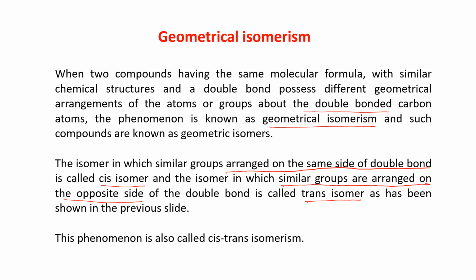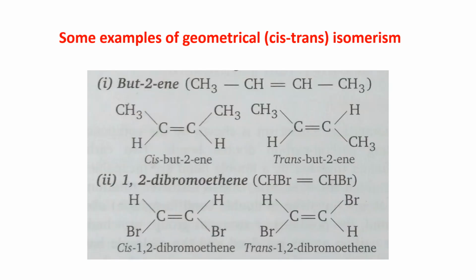This we have already discussed. In the previous slide, we have seen that this phenomenon is called cis-trans isomerism. Now in the next slide, we will discuss this geometrical isomerism with examples. Example of geometrical cis-trans isomerism.